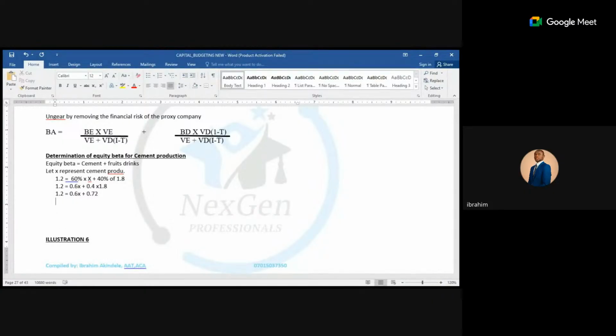So we can have 1.2 minus 0.72 equals 0.6x. So what do we have here? 1.2 minus 0.72 is 0.48. 0.48 is equal to 0.6x. So therefore, x, which is the equity beta for the cement, is equal to what? 0.8.